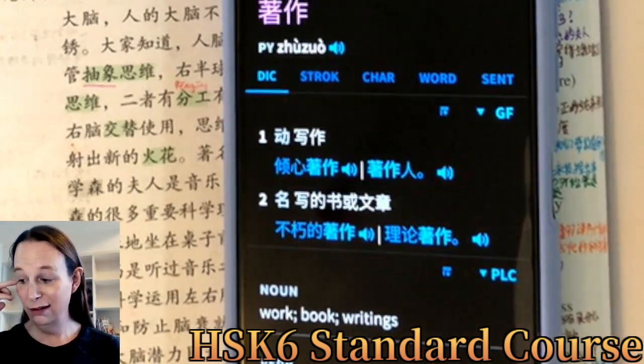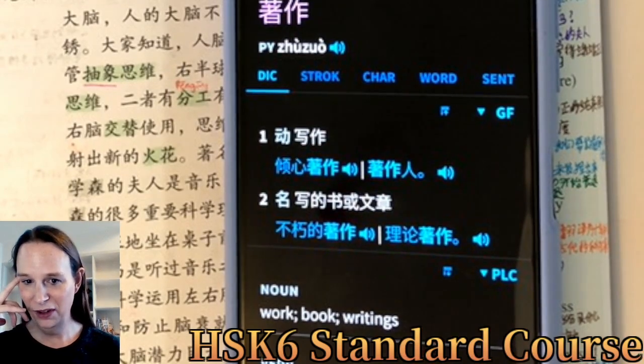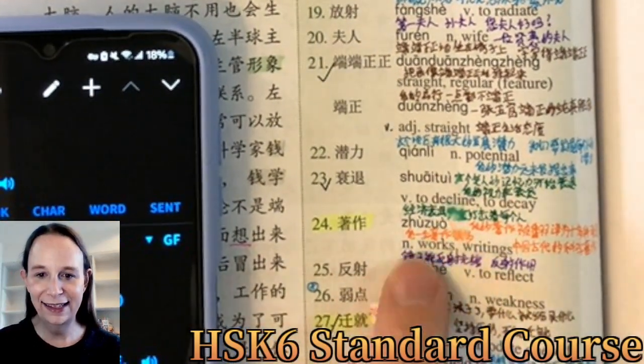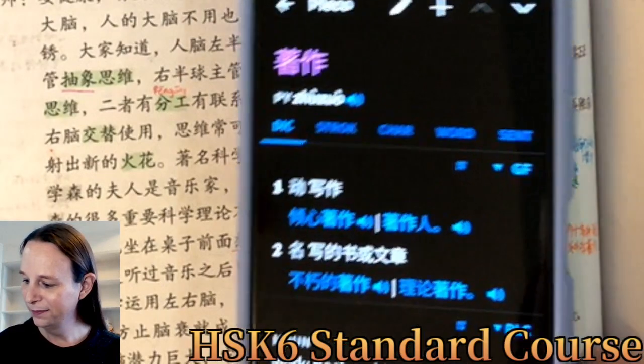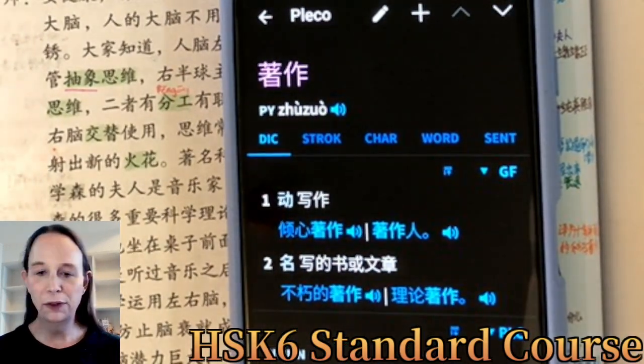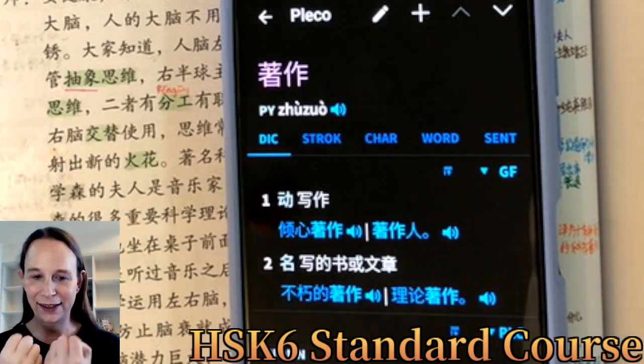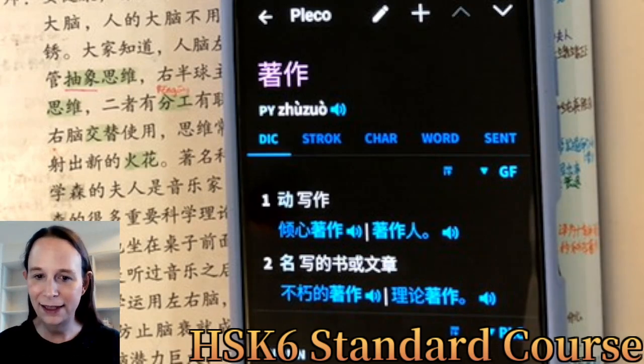So, all right. So this is the verb version. There's a noun version. Does it say here? This one, okay, this is noun in here. 写的书和文章. So it's like your writings, your books and your articles.